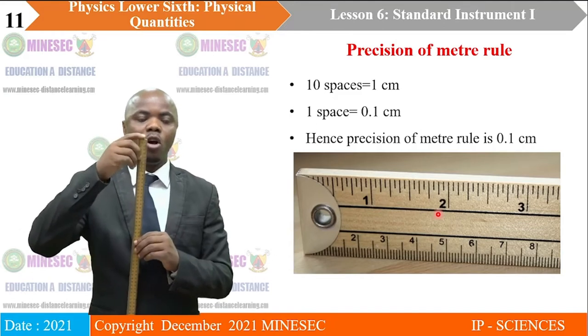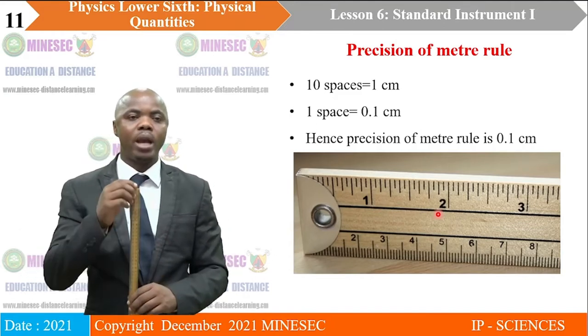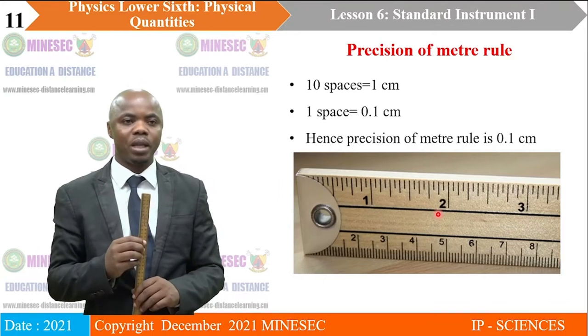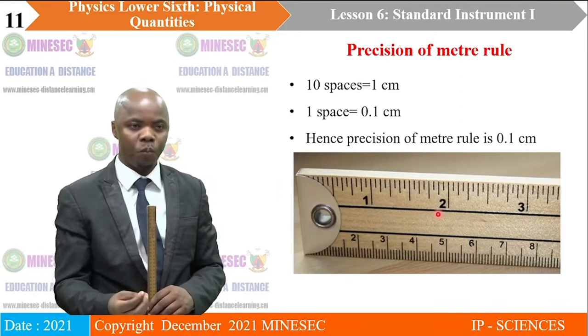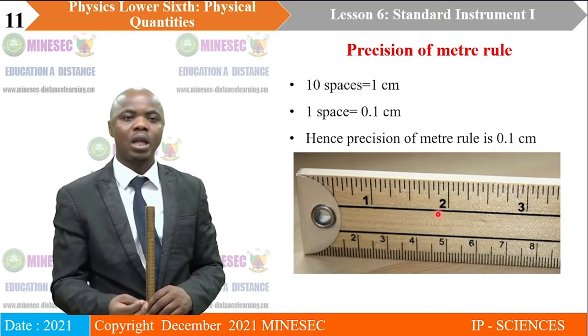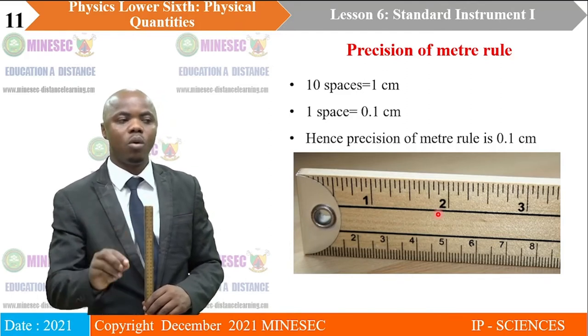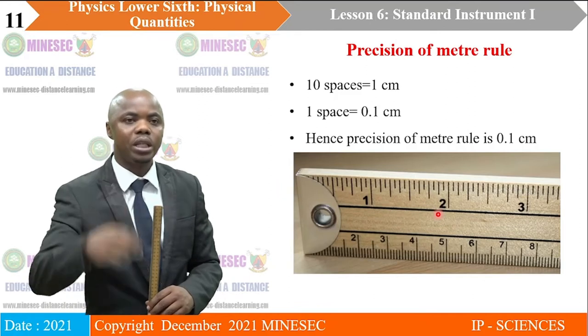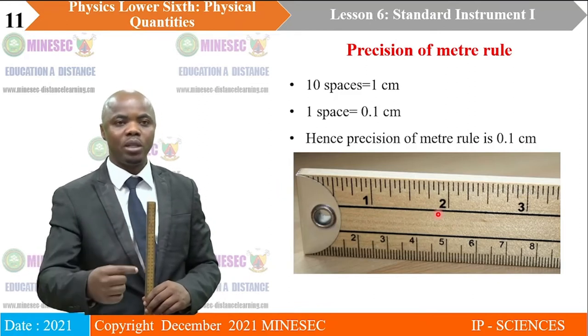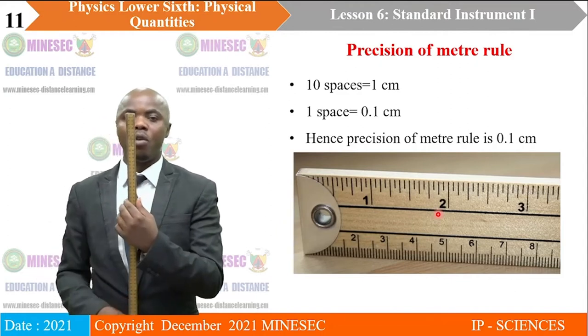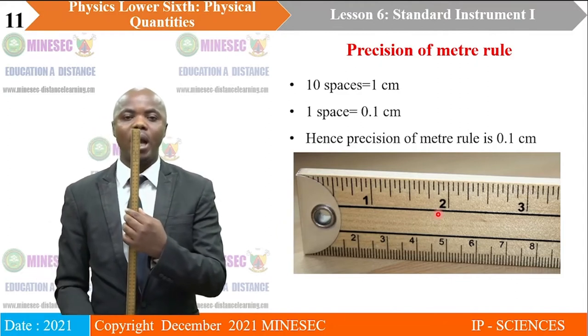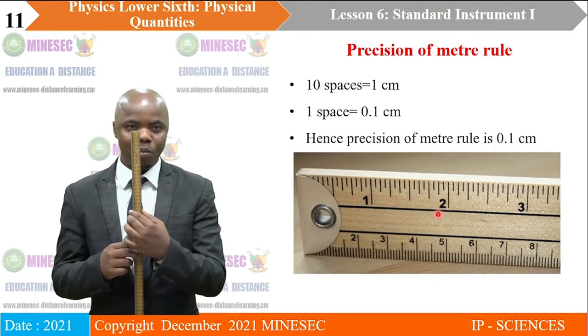Therefore, if I measure the length of a table and it comes out to be 50 centimeters and I write it as 50 centimeters, I am scientifically wrong. What should I write? I should write it as 50.0 centimeters to indicate the precision of the instrument I am using. And we have seen that the precision of a meter rule is 0.1.